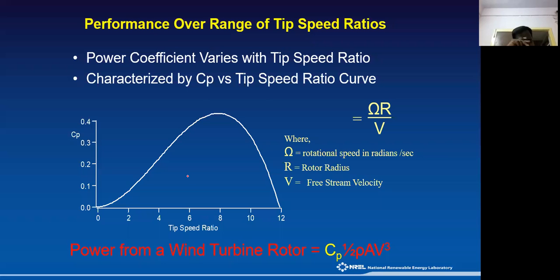This is the Cp versus tip speed ratio characteristic. We can understand the Cp characteristics with respect to the tip speed ratio: for all values of the tip speed ratio, the Cp is not maximum. Only at one particular value of the tip speed ratio is it maximum. Only at that particular tip speed ratio can we extract the maximum power, that means the Cp is maximum. Once again, referring to the power from the wind, the power from the wind turbine rotor is directly proportional to the cube of the wind speed.